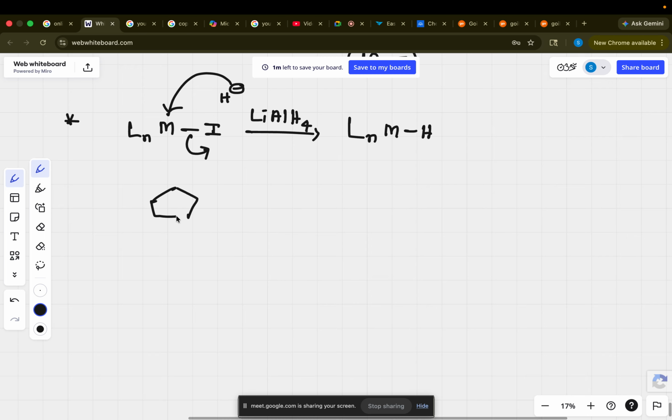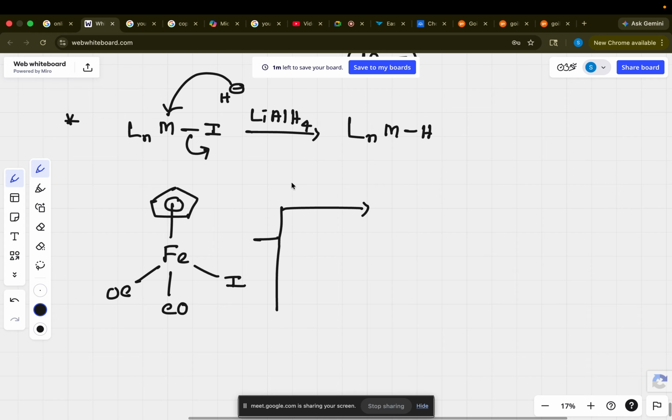Similarly I can show you some reactions. Suppose you have this cyclopentadienyl ring, then here you have iron, here you have two carbonyls, and iodine is also present there.